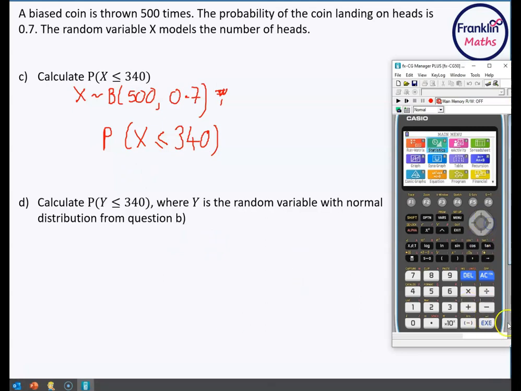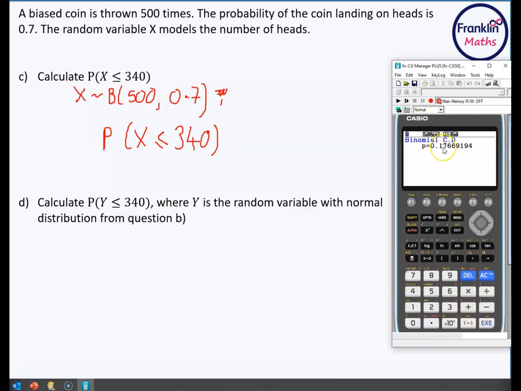So we're going to go over to stats, distribution, and it's binomial. Now, it's a cumulative probability when all the values from 0 to 340. So using the BCD button, it's variable data. My low is 0, my up is 340. We're doing 500 trials with a 0.7 chance of getting a head. So let's have a look what it comes out as.